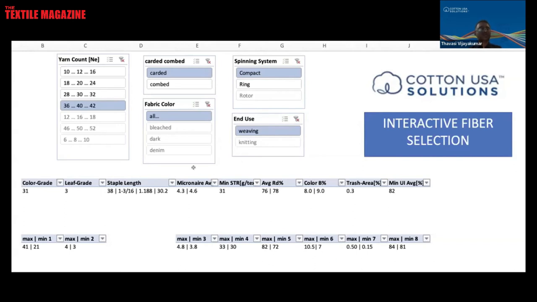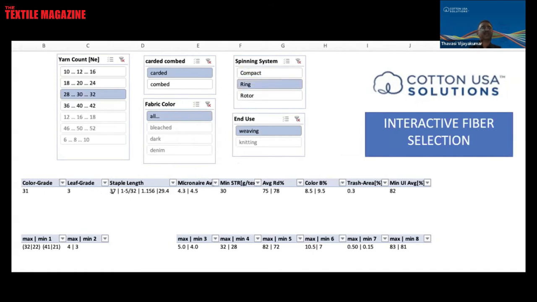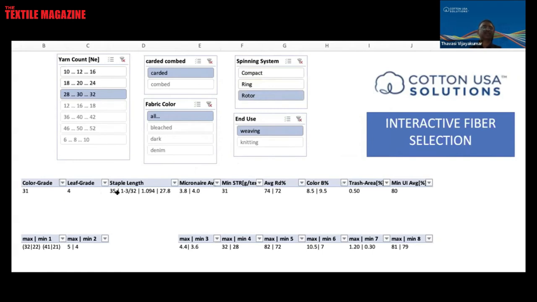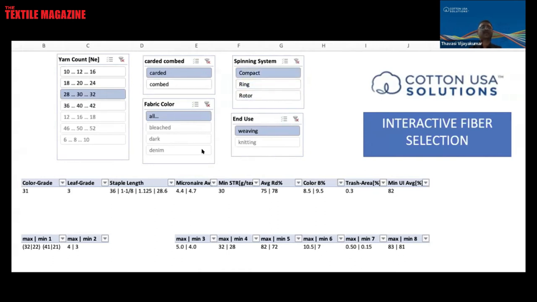We can see one more combination, 28 to 32 carded weaving, to compare rotor, compact and ring spinning technologies. So for weaving, compact is 36 staple, ring is 37 staple, and rotor is 35 staple. You don't need long length for rotor spinning. So that is 27.5 millimeter for rotor, with ring it is around 29 millimeter, and compact it is around 28.5 millimeter. So similarly, the fiber strength, everything changes.